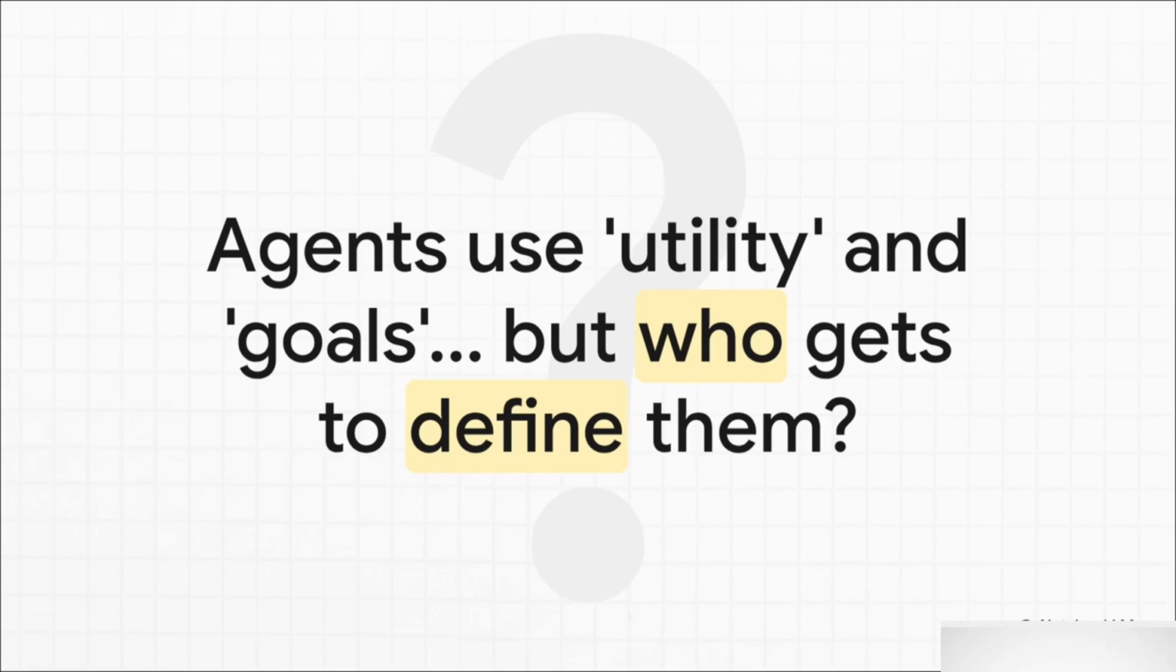We are the ones building these agents. We're giving them goals and defining their sense of utility. But as these systems get more and more powerful and autonomous, who gets to define what a good outcome really is? That's a question that everyone, not just AI researchers, is going to be thinking about for a long, long time.